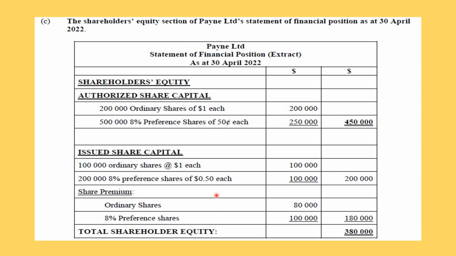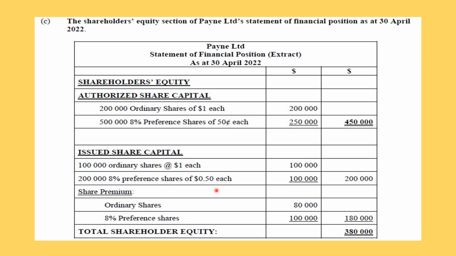Alright. The next thing you should notice here is that the authorized share capital is not a part of the balance sheet. It's just a memo that is included in the balance sheet, and you just total it off here, and you are not going to add it on to the issued share capital. Notice.